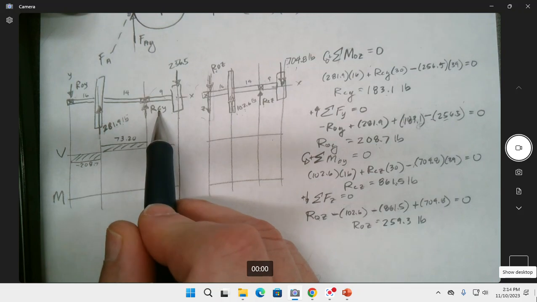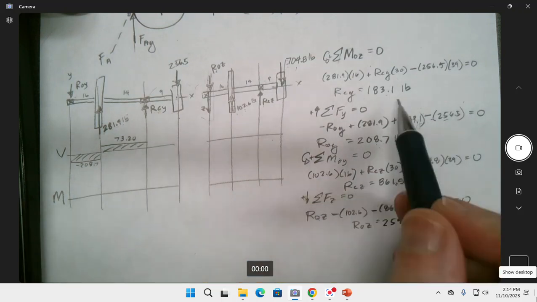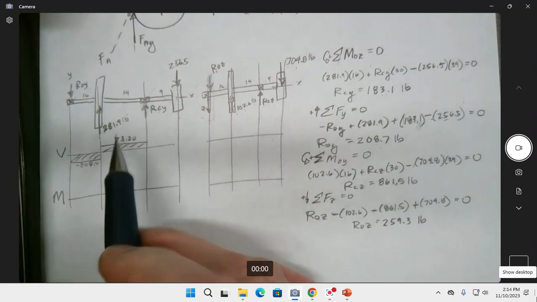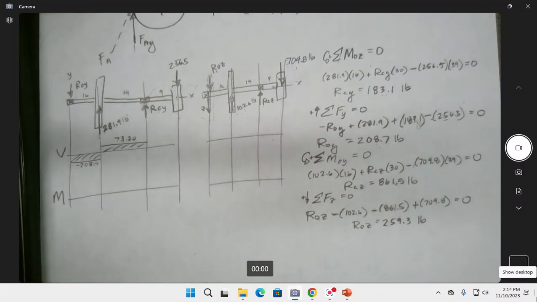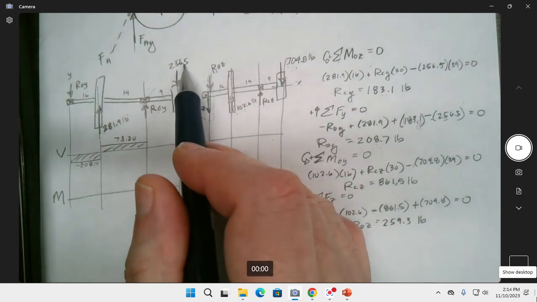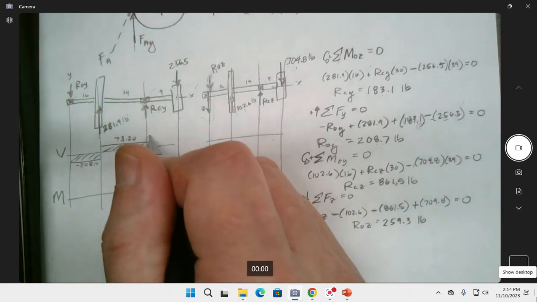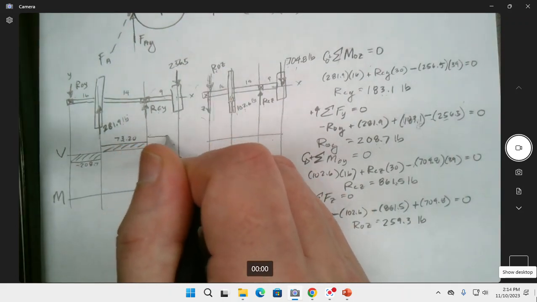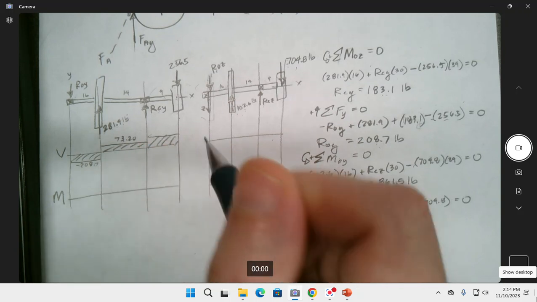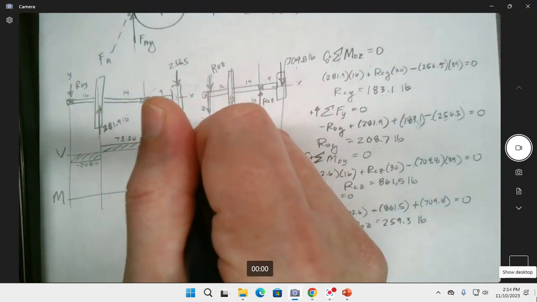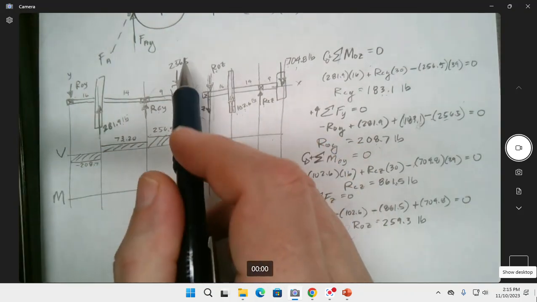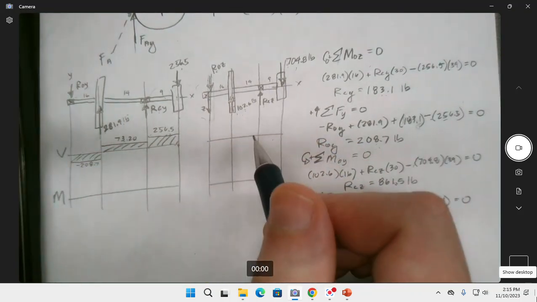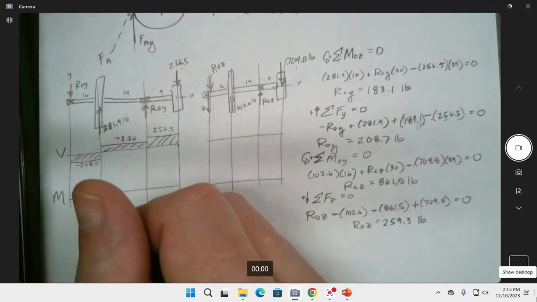So I should add RCY to this right here at 183.1, and it should come out to 256.5. But I got 256.3, so somewhere we lost a little bit of something. 256.5, and then we should come back to 0 right here, right? Just a reminder of things to check.